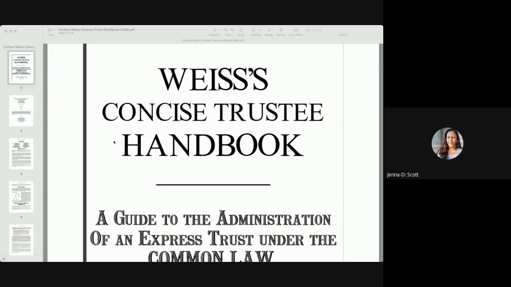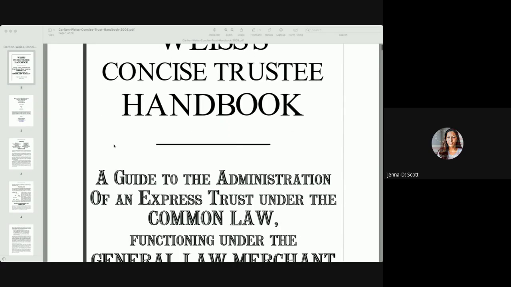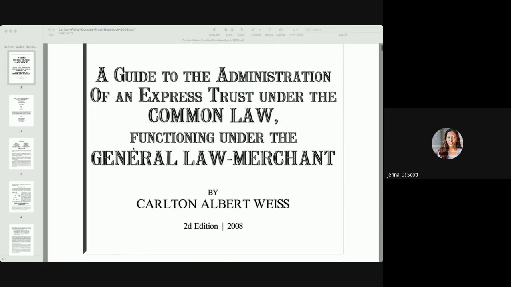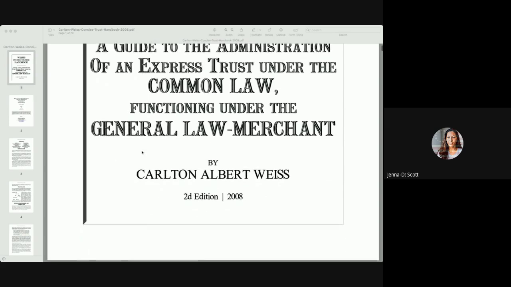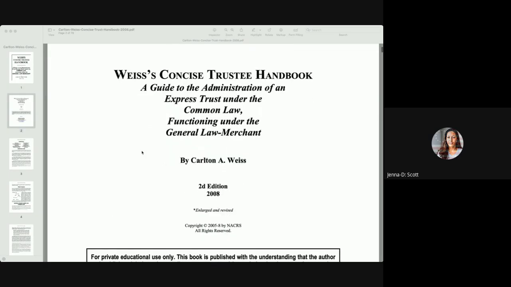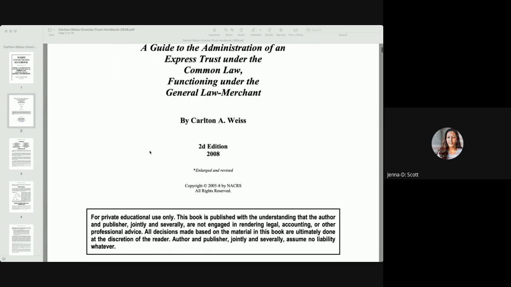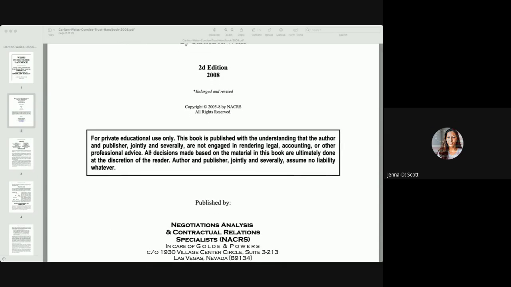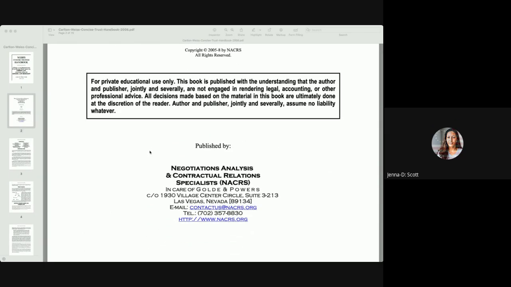Weiss's Concise Trustee Handbook, a guide to the administration of an express trust under the common law, functioning under the general law merchant, by Carlton Albert Weiss, 2nd edition, 2008. Title page: Weiss's Concise Trustee Handbook, a guide to the administration of an express trust under the common law, functioning under the general law merchant, by Carlton A. Weiss, 2nd edition, 2008.